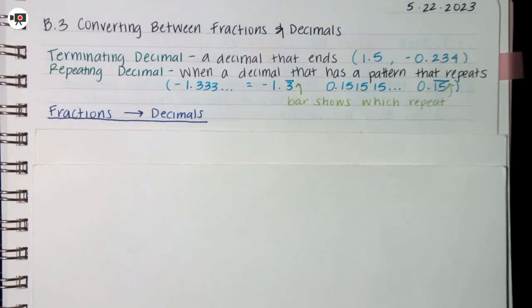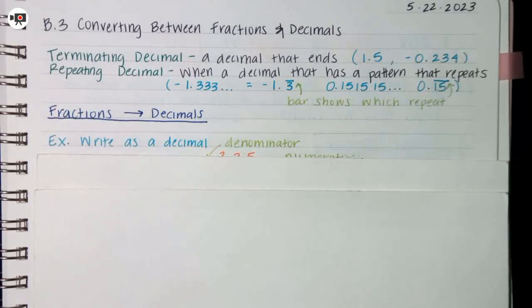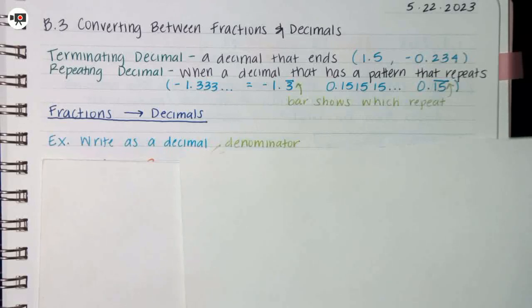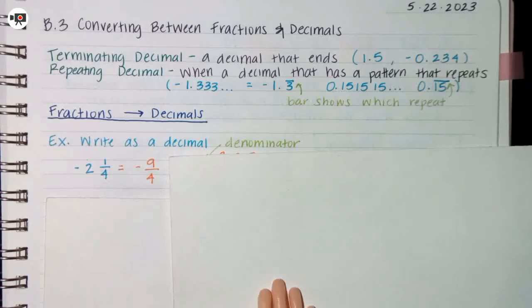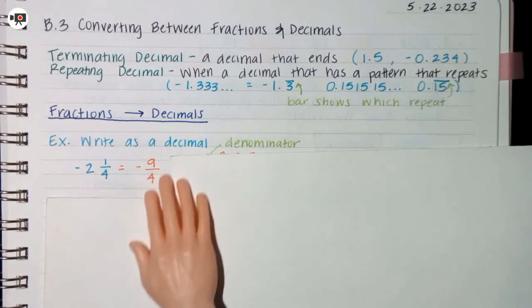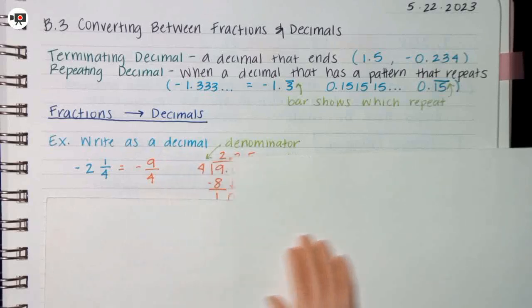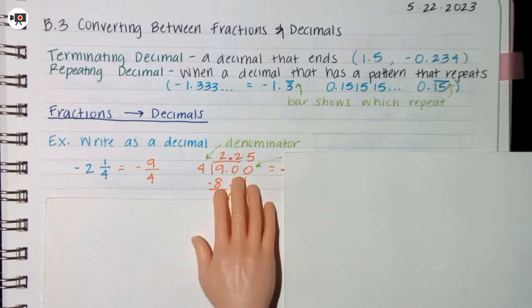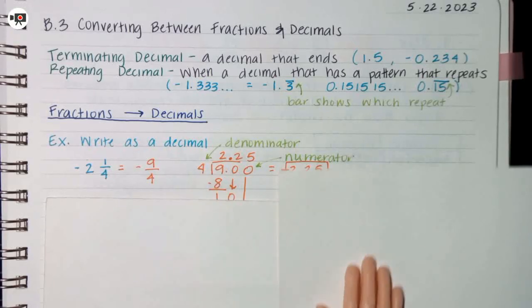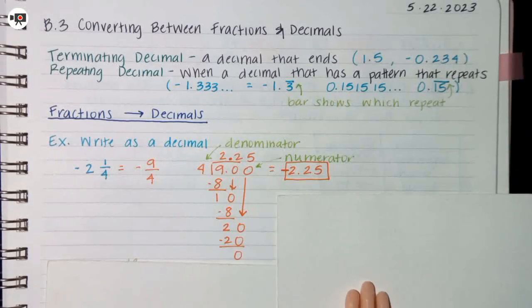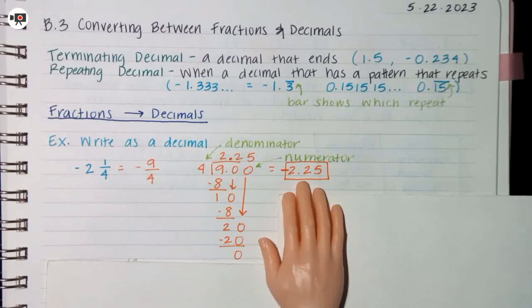So to convert between fractions and decimals, we're going to write this fraction as a decimal. So negative 2 and 1/4. I'm going to make this an improper fraction. 2 times 4 is 8, plus 1 is 9. So this is negative 9 over 4. And the numerator gets divided by the denominator. So the 9 goes on the inside of my division symbol, and the denominator goes on the outside over here. So in doing my long division, I can see that my answer is negative 2.25.